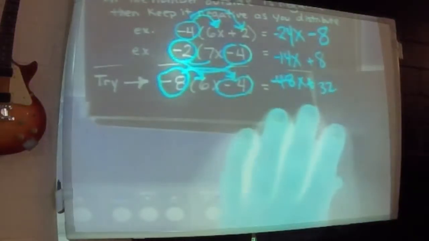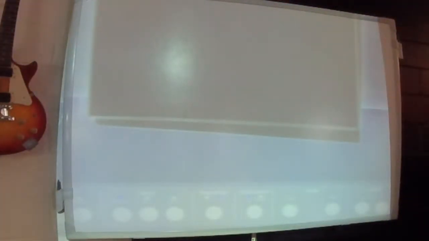Positive 32. Okay, looking at number 29. So there's 28, distributive property. I'm going to come back and make sure you remember what that means when I say distribute and distributive property.